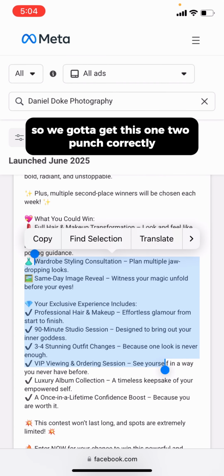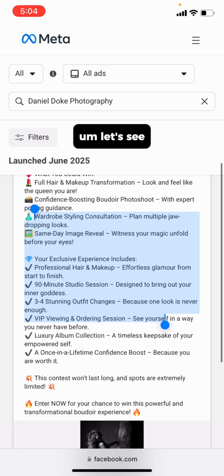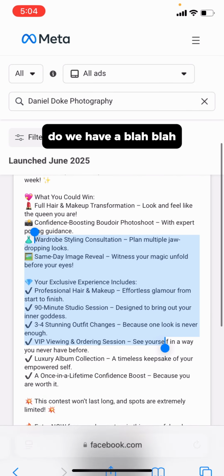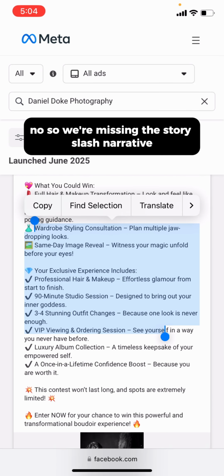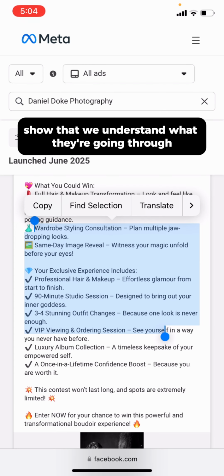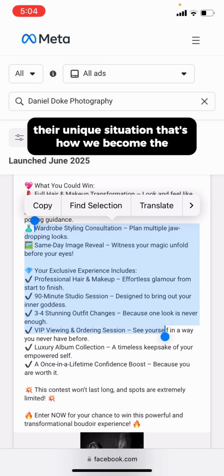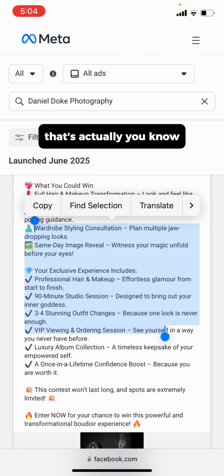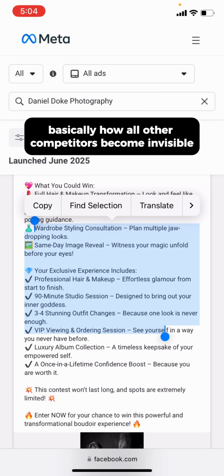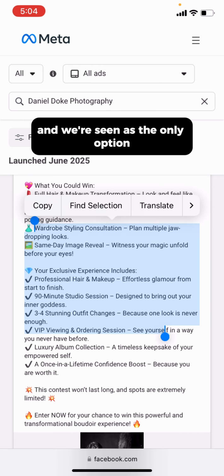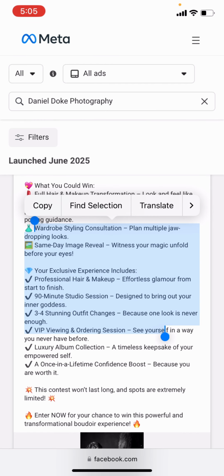So we gotta get this one-two punch correctly. Let's see, do we have a story? No. So we're missing the story/narrative. We're missing the opportunity to empathize, to show that we understand what they're going through, to show that we understand them and their specific, unique situation. That's basically how all other competitors become invisible, and we're seen as the only option in the market of one.